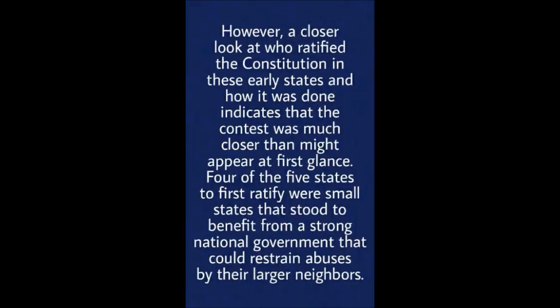However, a closer look at who ratified the Constitution in these early states and how it was done indicates that the contest was much closer than might appear at first glance. 4 of the 5 states to first ratify were small states that stood to benefit from a strong national government that could restrain abuses by their larger neighbors.